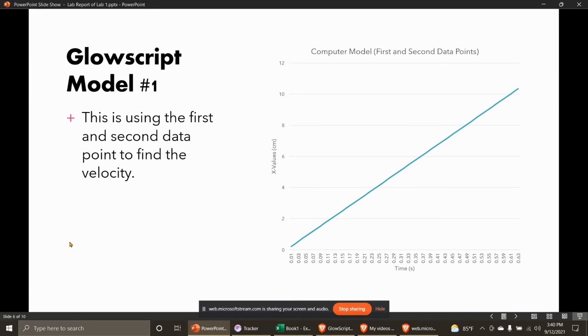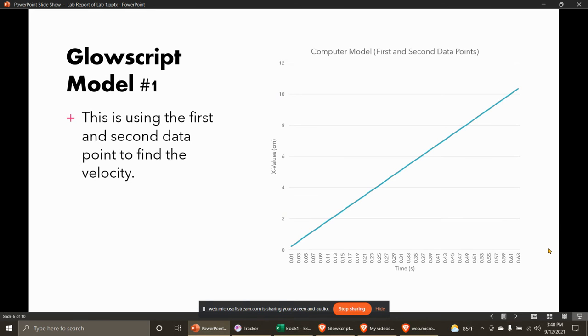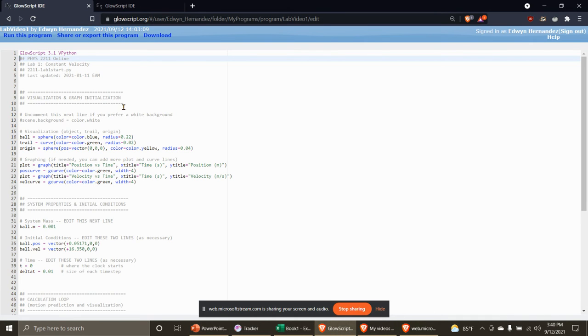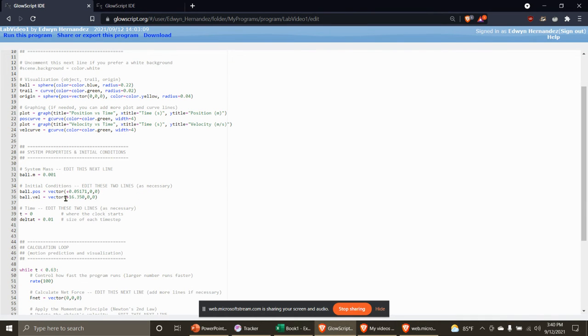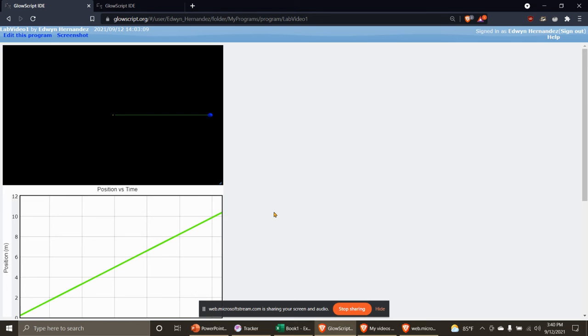This is my first GlowScript model. This is using the first and second data points to find the velocity, which are the times 0 to 0.033, and these are the two x points I used to create this first GlowScript model. This is the code for this one, and as you can see, this is the velocity that I created, 16.350.